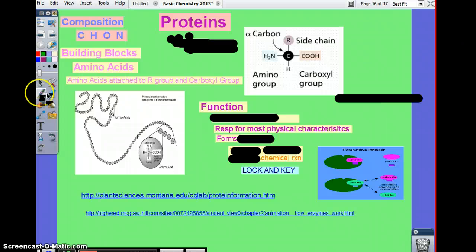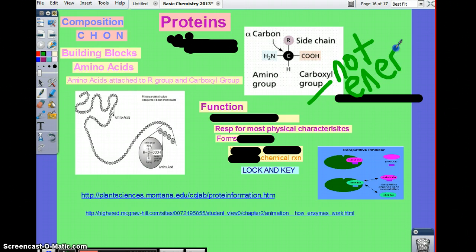And I'm going to have you add that to your notes. Not energy, because we know what's responsible for energy. Lipids and fats. Which one is long-term energy? Fats. What else is energy? Carbs. Quick, fast energy. If you want to store the energy, it's fats.